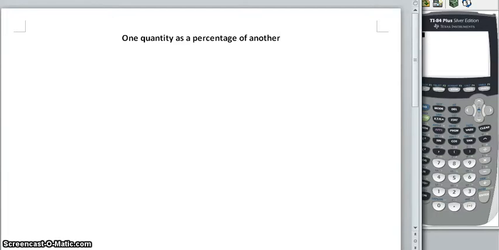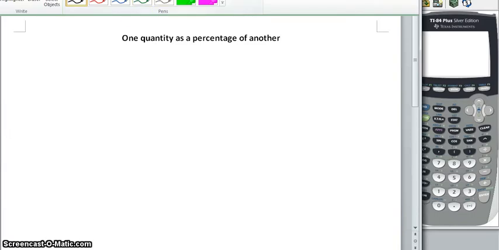Hi, so in this short video we're going to have a look at writing one quantity as a percentage of another. So what we're looking at is two numbers, and we're going to think about them as a fraction, use what we know already, and then change that into a percentage. So let's have a look at an example or two.